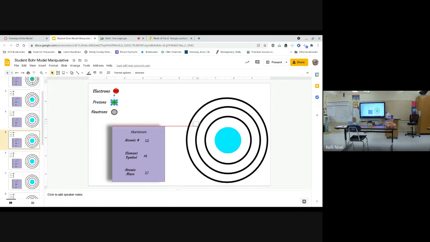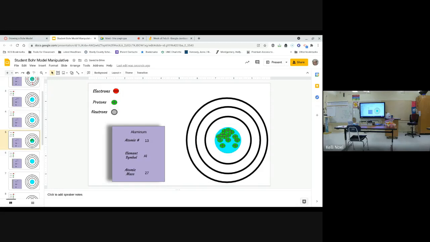So we got 13 protons, some will drag, and they may have to go on top of each other or overlap a little bit. 1, 2, 3, 4, 5, 6, 7, 8, 9, 10, 11, 12, 13.